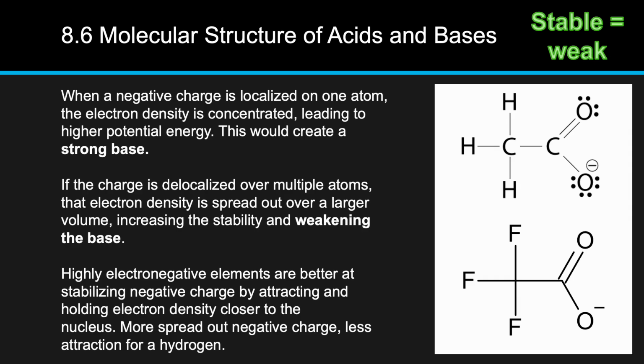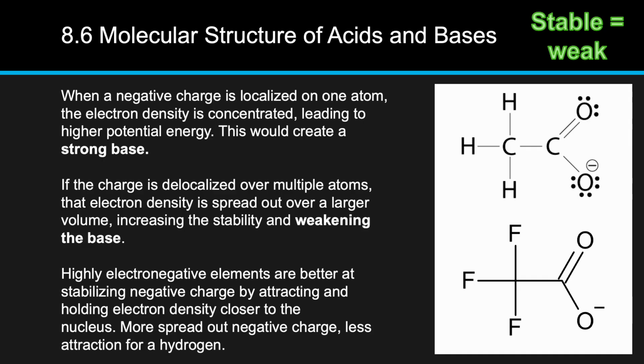So we know bases want to accept protons, and when a base has a negative charge, you would think that it's going to have a high affinity for a proton. Now, the strength of that negative charge is going to tell us how weak or strong the base is. So let's start out with resonance. If we have resonance in a molecule, the negative charge is no longer going to be concentrated. It's going to be spread out between multiple atoms.